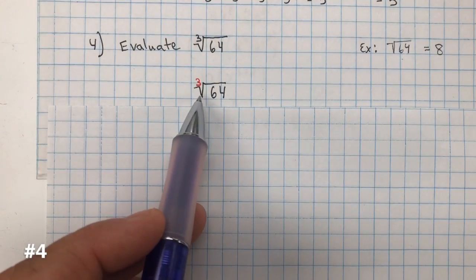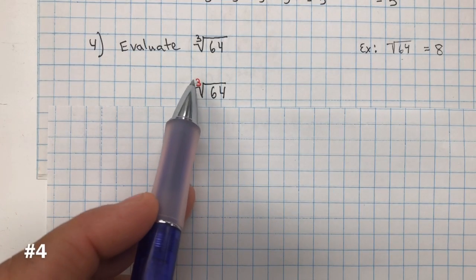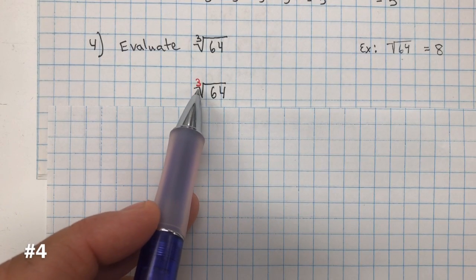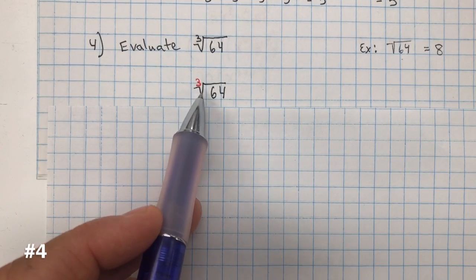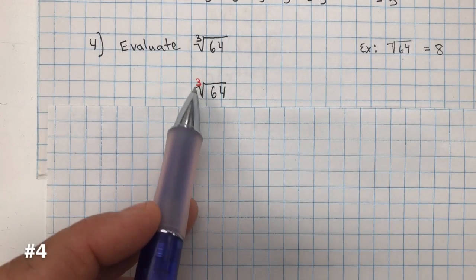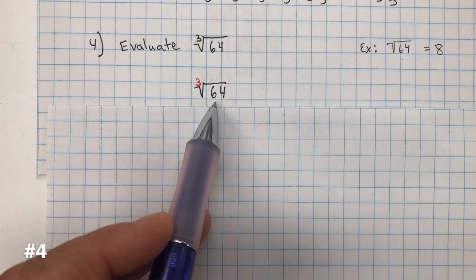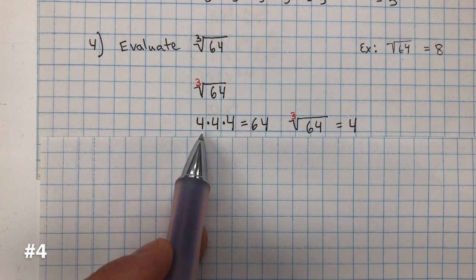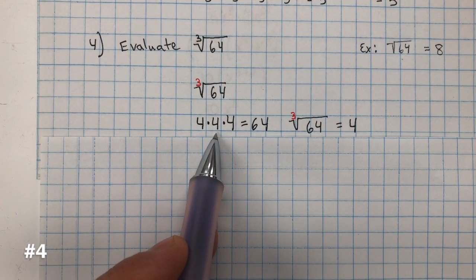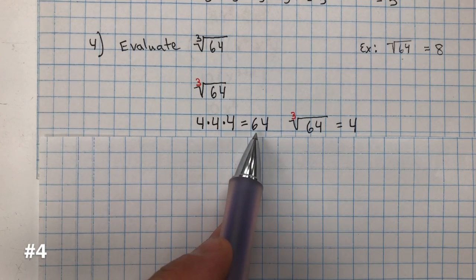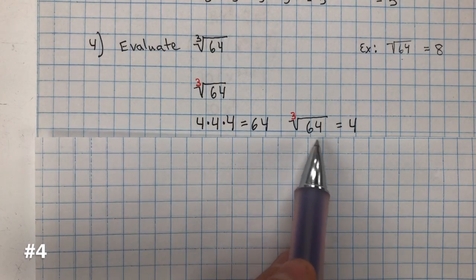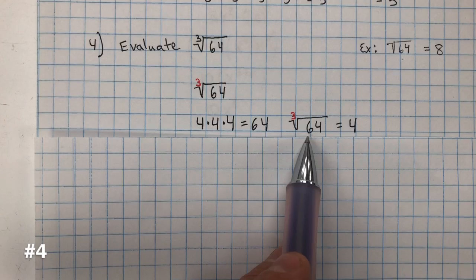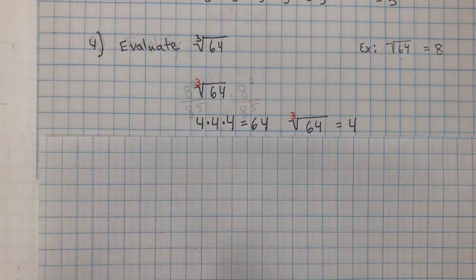But in the cube root of 64, you have this 3 here next to the radical sign. It's telling you what number multiplied by itself 3 times would give you 64. Well, that would be 4, because 4 multiplied by 4 is 16, multiplied by 4 is 64. So the cube root of 64 is 4.